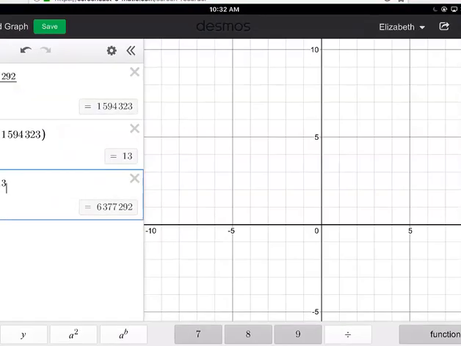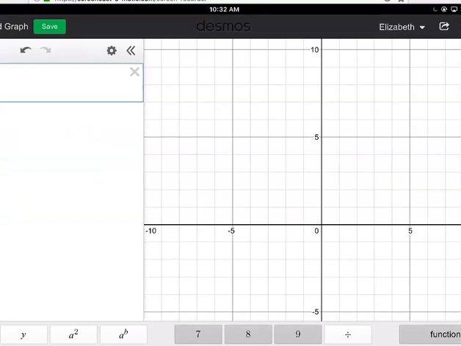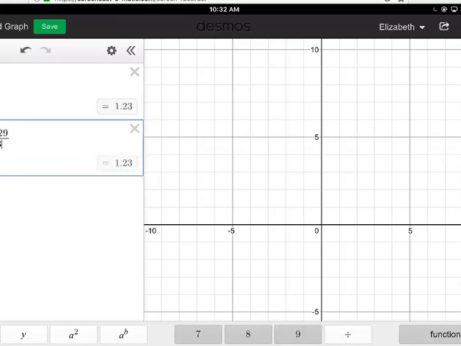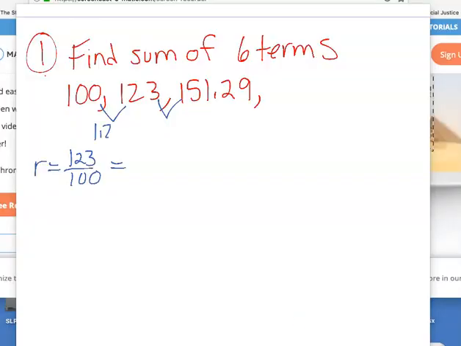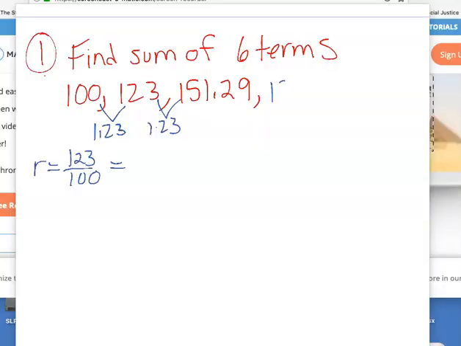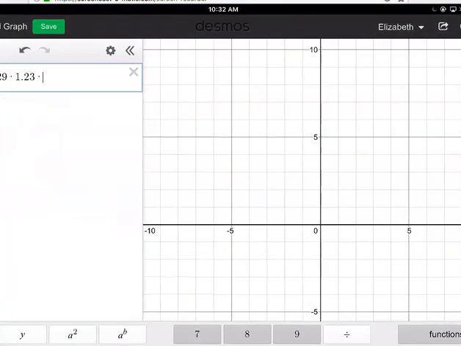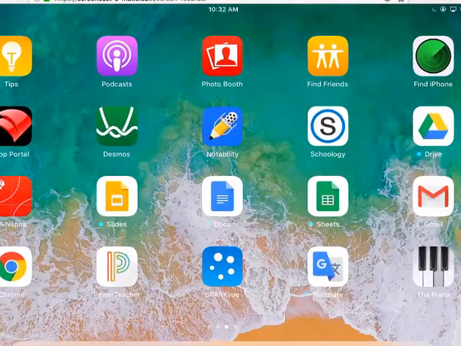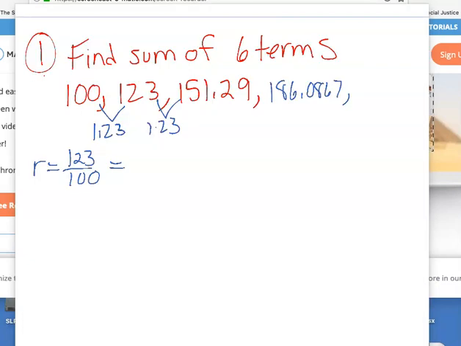Let's go to Desmos here. 123 divided by 100 is 1.23, and let's check and see if that works. 151.29 divided by 123, yep, we got 1.23. If we need 6 terms, we have the first 3. So we could say 151.29 times 1.23, which is 186.0867. Then we could keep multiplying by 1.23 to get the next one, but you notice these decimals get really, really long. So it might be easier to use our formula.